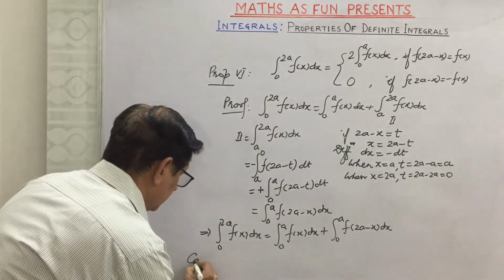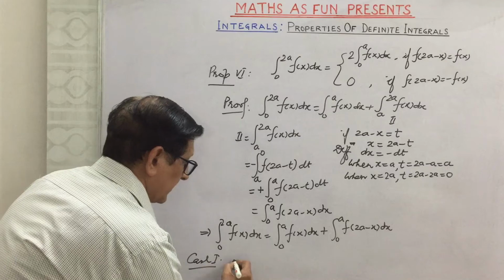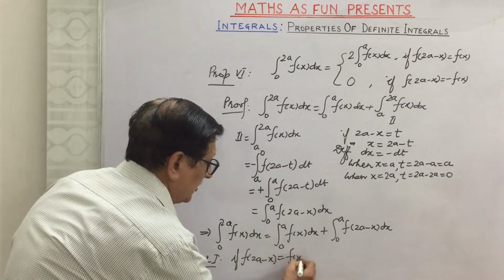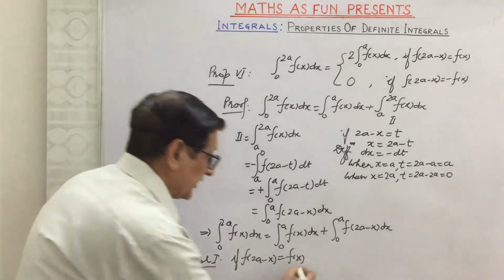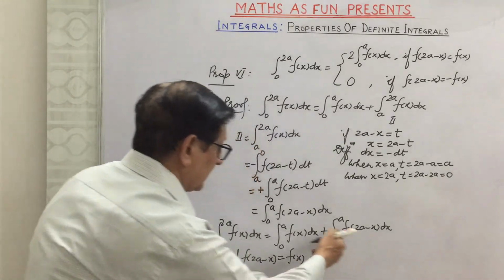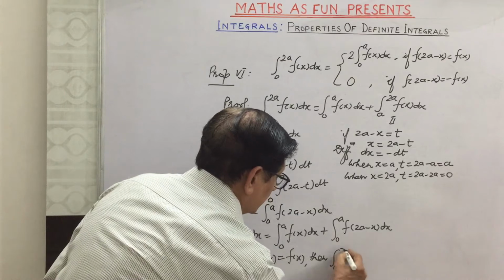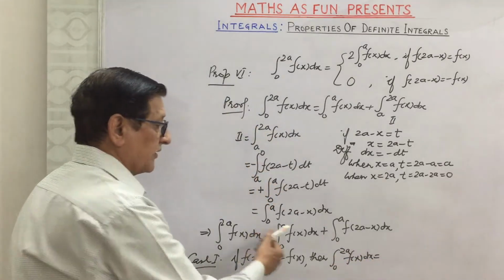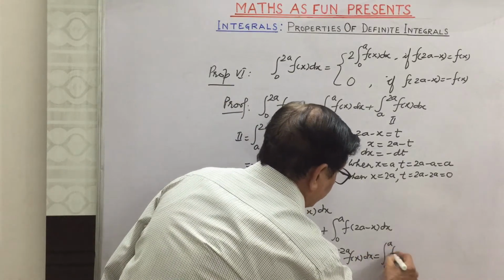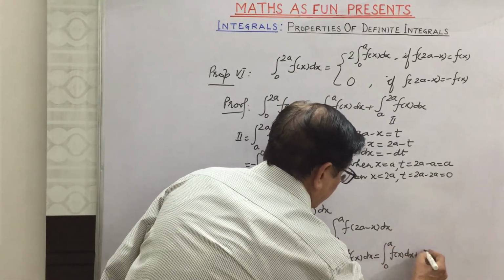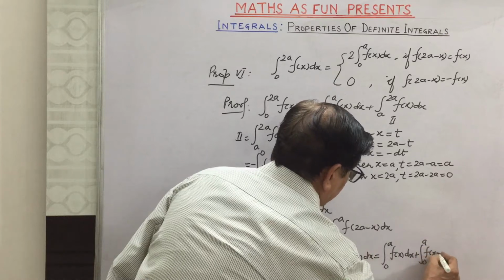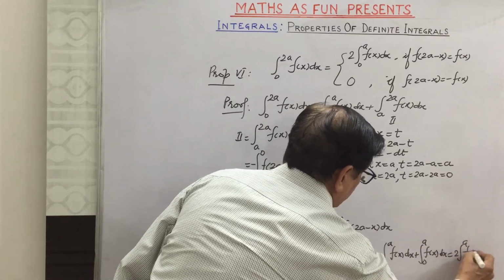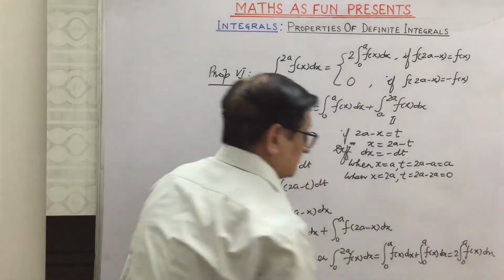First case, that is if f of 2a minus x is equal to f(x), then substituting this value here, we get integral 0 to 2a f(x) dx will be equal to integral 0 to a f(x) dx plus integral 0 to a f(x) dx, which is equal to twice of integral 0 to a f(x) dx.